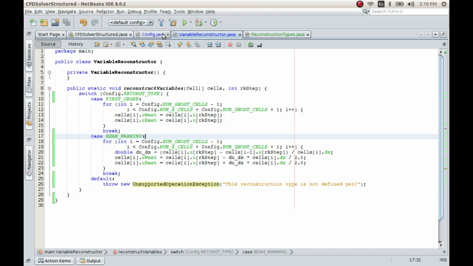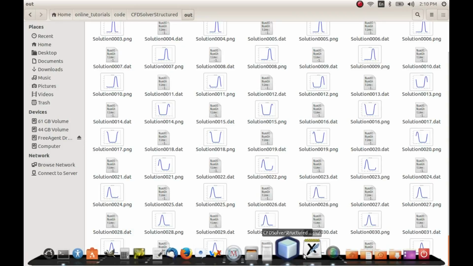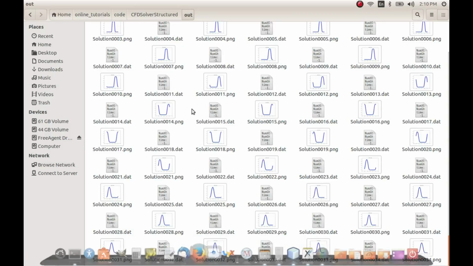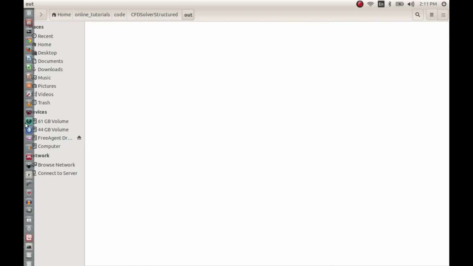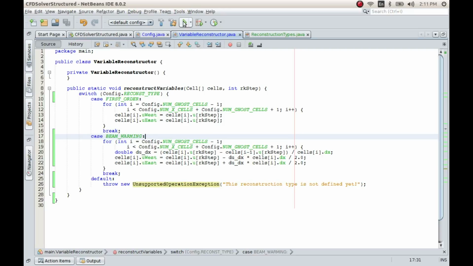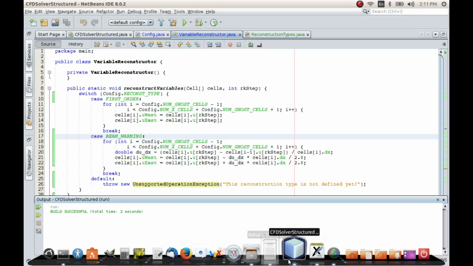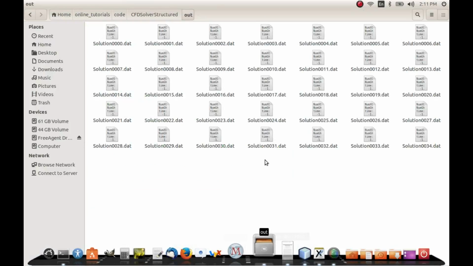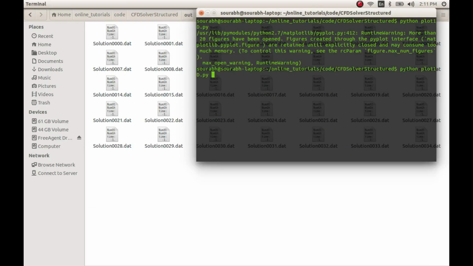So it's just a good programming practice, that's all. So let me run this code and see what happens to our results. Before I run it, let me remove these files. I'll delete this and let me run this code and see what happens. So our results should be here. Now let me run the Python code and get the plots.